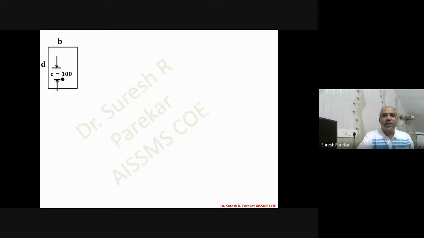Now we have this e that is given, you can see it, 100 millimeters. So we have this as 100. So we know P into e is equal to WL square by 8. That is due to eccentricity. We are going to find out the equivalent load, and then this formula becomes W_e equal to 8Pe upon L square.